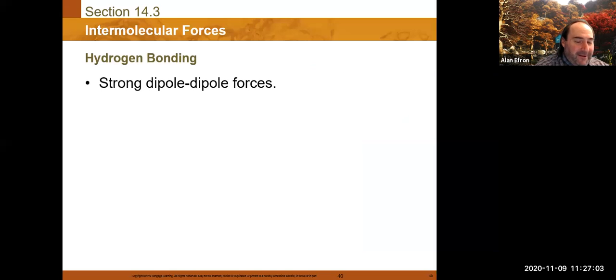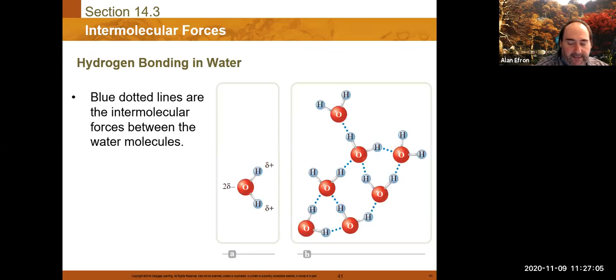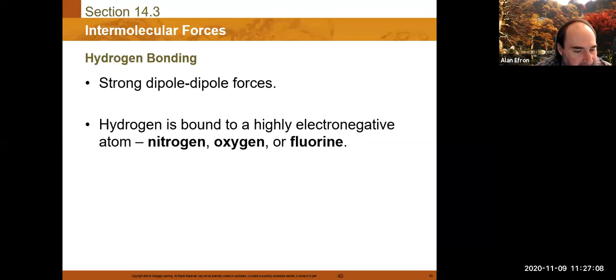Another type of intermolecular force is hydrogen bonding. And really, hydrogen bonding is a type of dipole-dipole interaction. Hydrogen bonding is a very strong intermolecular force. It is actually the strongest intermolecular force that we come across. It is important to understand what that is, and it involves a hydrogen that's bonded to a highly electronegative atom like nitrogen, oxygen, or fluorine.